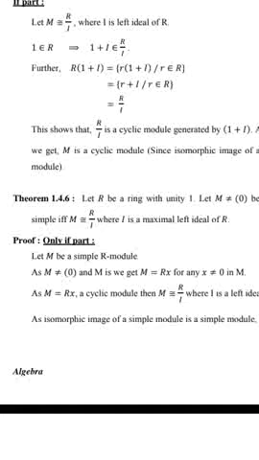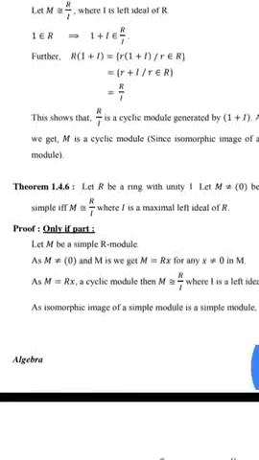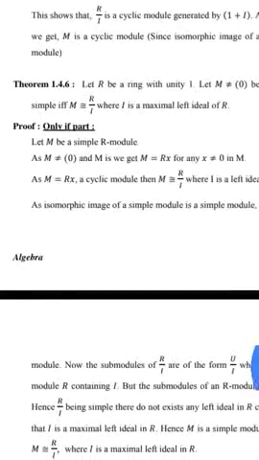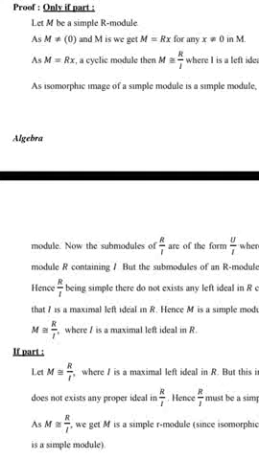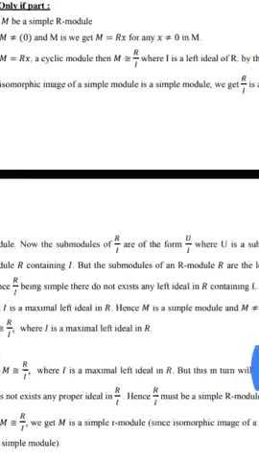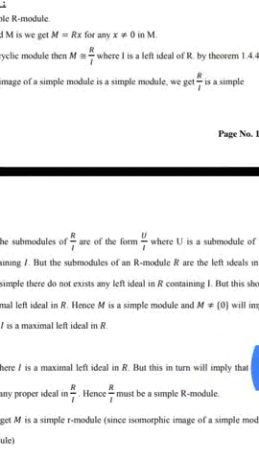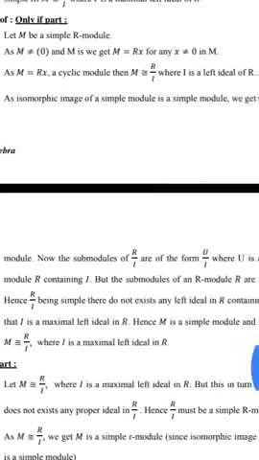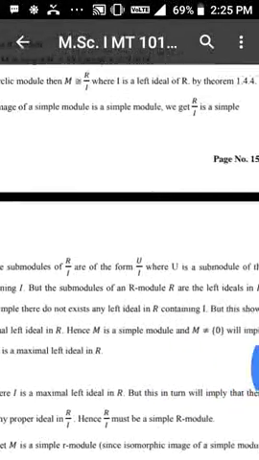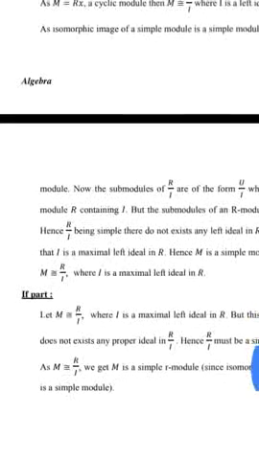Proof, only if part. Let M be a simple R module. As M is not equal to singleton 0, we get M is equal to Rx for any x not equal to 0 in M. As M is equal to Rx, a cyclic module, M is isomorphic to R/I, where I is a left ideal of R. By the theorem, an isomorphic image of a simple module is a simple module. We get R/I is a simple module.